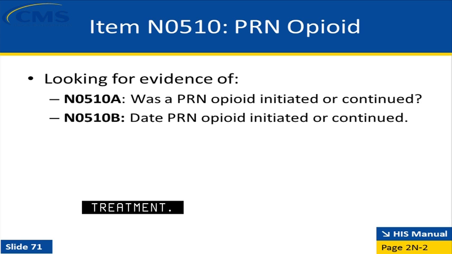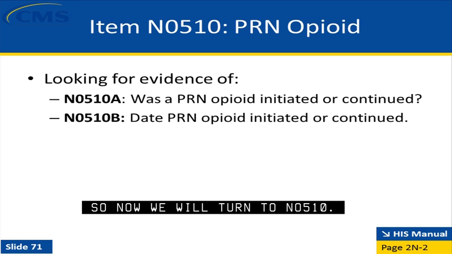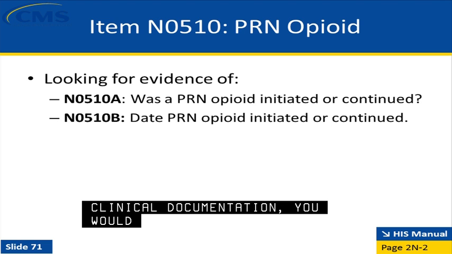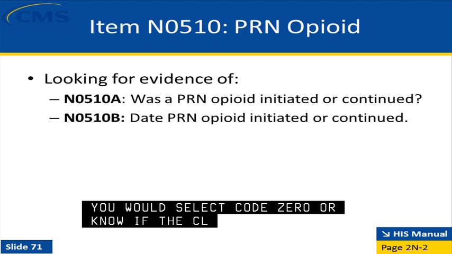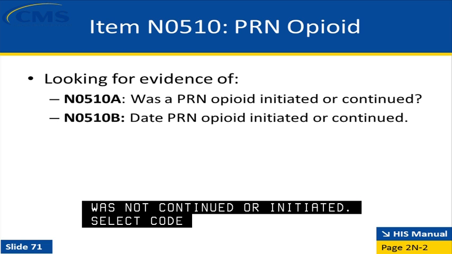So now we'll turn to item N0510. N0510A asks, was a PRN opioid initiated or continued? And based on your review of the clinical documentation, you would choose one of the two response options for this item. You would select code 0 or no if the clinical record indicates that a PRN opioid was not initiated or continued. And you would select code 1, yes, if the clinical record indicates that the patient was receiving a PRN opioid.